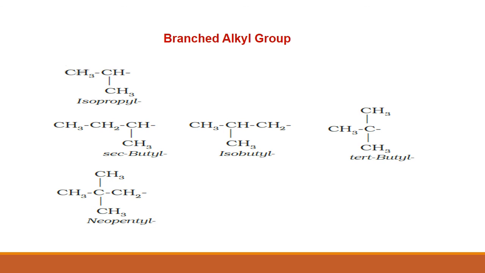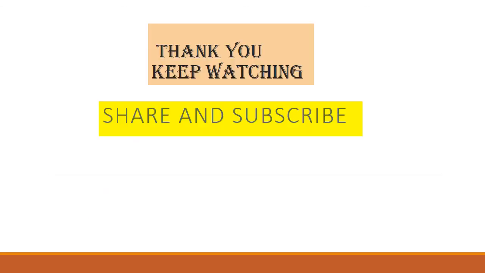In neopentyl, the primary H is removed, but the group as a whole is neo. Neo means having one carbon which has no H. So that is known as neopentyl. So these are the different alkyl groups.